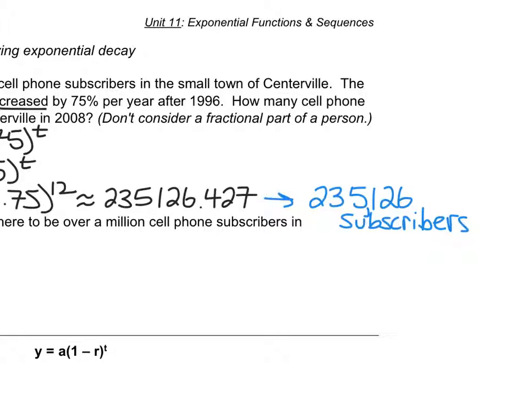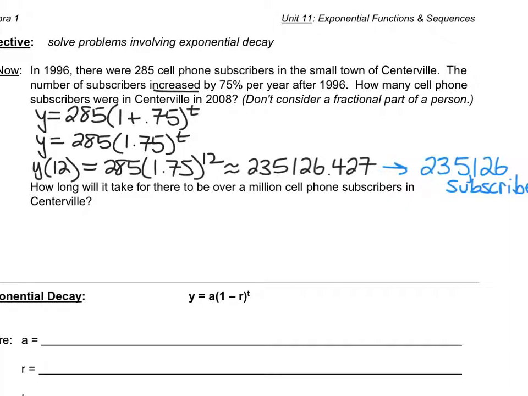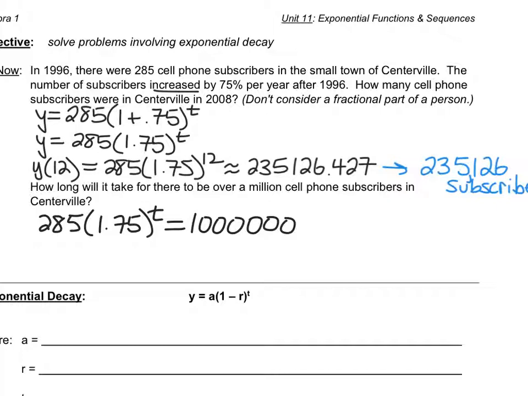Now, the second part, how long will it take for there to be over a million cell phone subscribers? Now, you can go by the table approach, but that's dangerous. The idea here is that what we want to do is come up with the exact value and then use that to come up with an estimate. So we need to get to 1 million. So 285 times 1.75 to the t power. We want to know when that's going to be equal to 1 million. So the left side goes in as y1. The right side goes in as y2. And we use the solver.